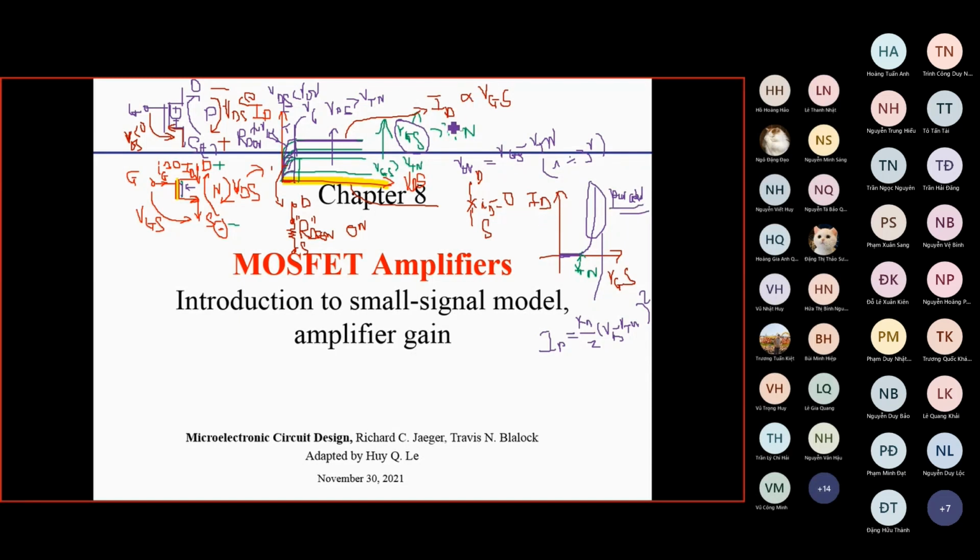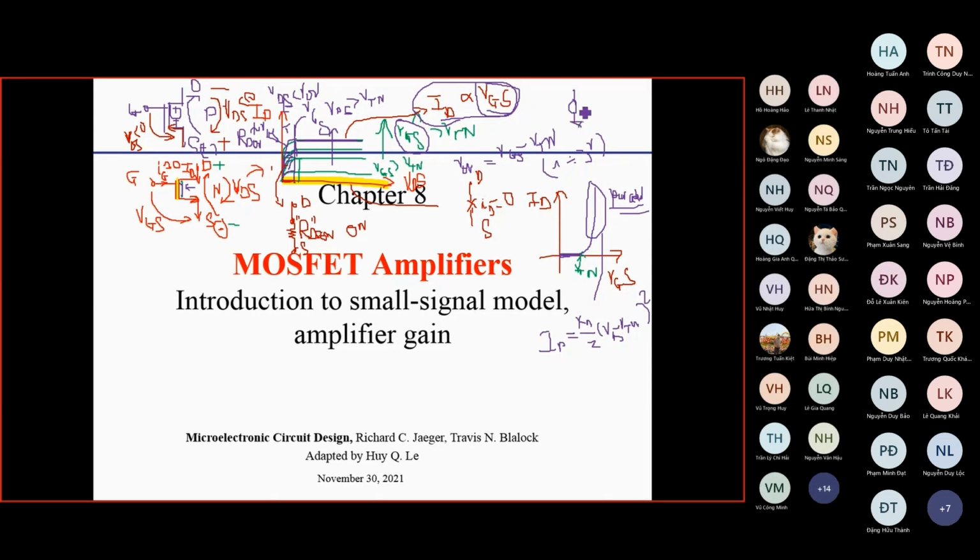If the output parameter ID is proportional to the input voltage VGS, we can think about building an amplifier using a field effect transistor biased in the saturation region. We just use a small variation of the input parameter VGS. VGS can come from a signal source, a sensor, an antenna, etc.